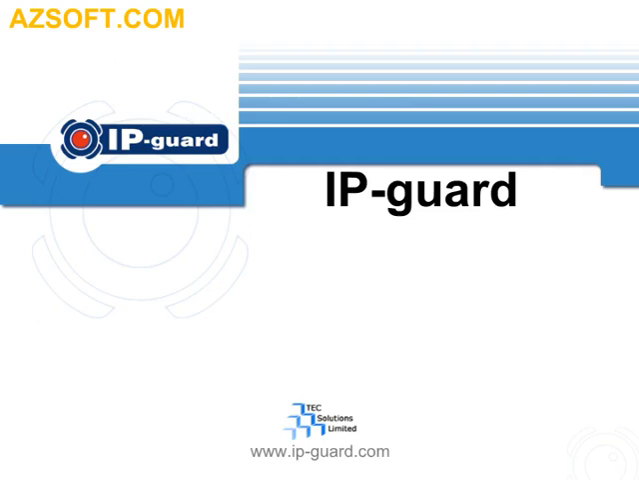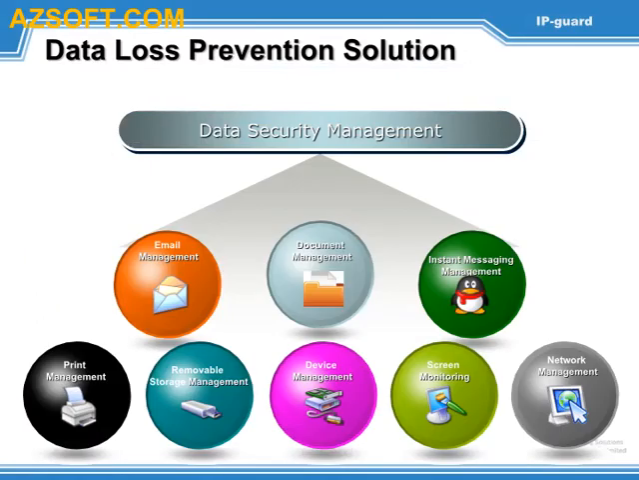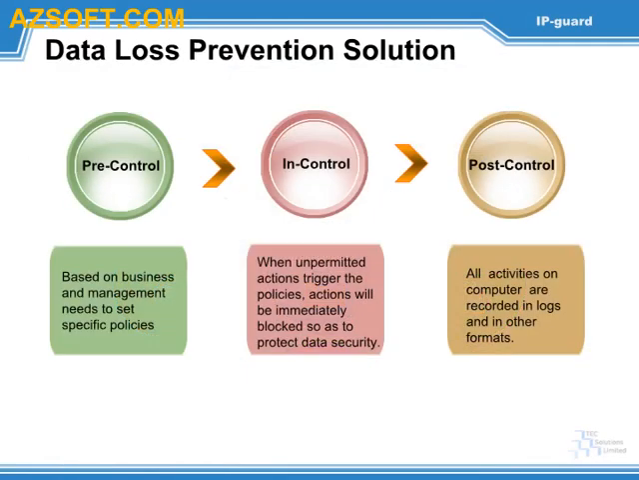In this part 2 video, we will be discussing solutions and components of basic system architecture. For your solution to prevent data loss, here are the modules you can use. It's a three-step solution: pre-control, in-control and post-control.